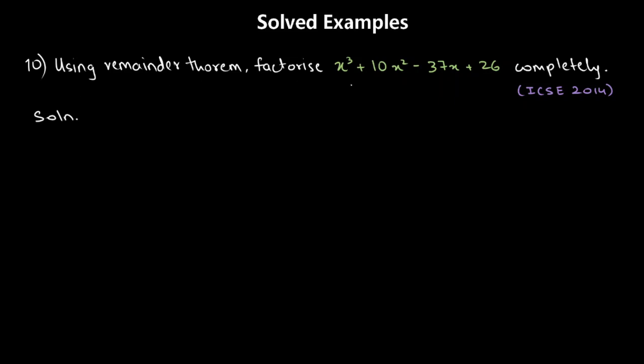Using remainder theorem, factorize x cubed plus 10x squared minus 37x plus 26 completely. Right? So we've been given in this question our value of f of x, which is x cubed plus 10x squared minus 37x plus 26. Now, once again, they have not given us any of the factors, so we need to first find one of them. And if you guys remember, we need to do it by trial and error method.